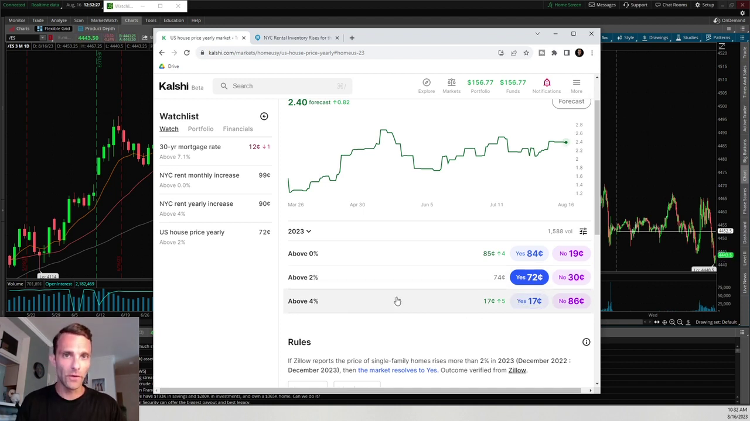So those are a few different ways on how to structure some trades on the event contracts of NYC rent and the housing market, whether it be the Fed is going to increase rates or cut rates, doing a little bit of research on your own, or using the forecast tool on the back end of Kalshi.